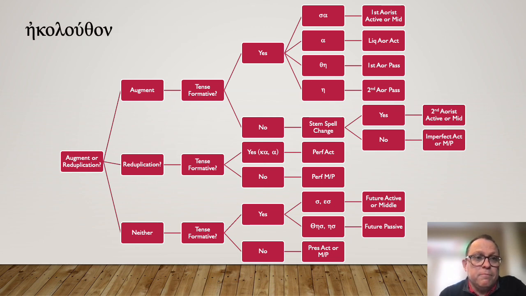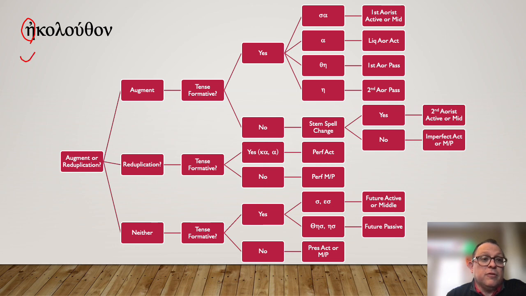So the first one is ekolouthoun. So let's look at this for a second. I'm going to draw on this a little bit. So the first question is, do we have an augment? And the answer to that is yes, we have an augment. It's this eta here. And the first question, even before this augment or reduplication, which is something that you're identifying from the word, is determining what is its lexical form.